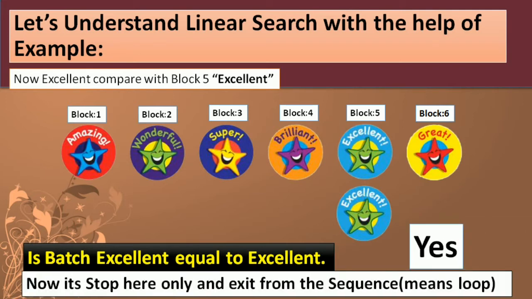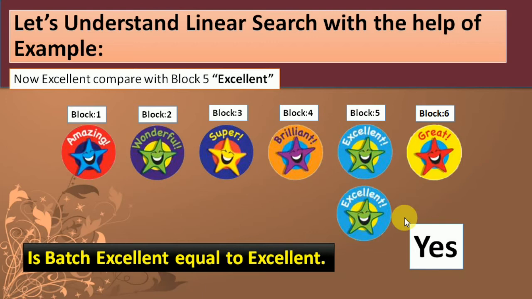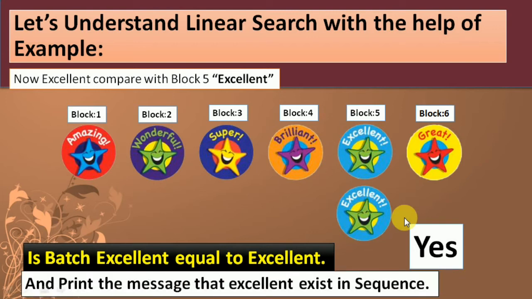Now as it reached this block and both the values are equal, this sequence is going to stop here only and it will exit. Means the loop is going to stop here. At the same time when it stops, it will store the position, that is block number 5, in one variable. We declare a variable, might be position, POS, and after that we display that position, that excellent is found in the list at block number 5, and that message is going to be printed.